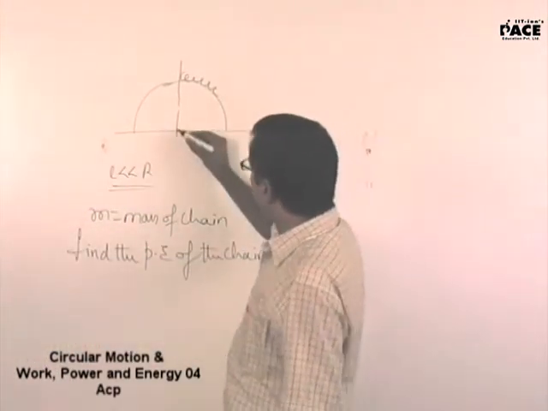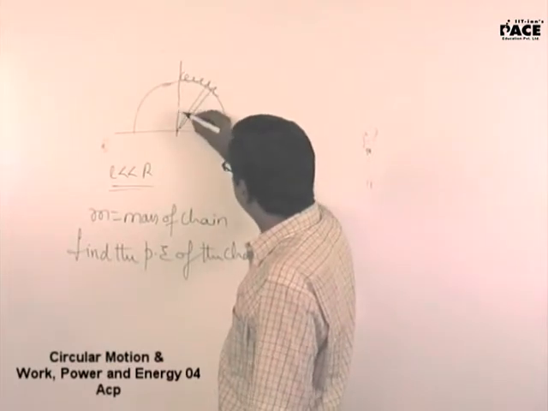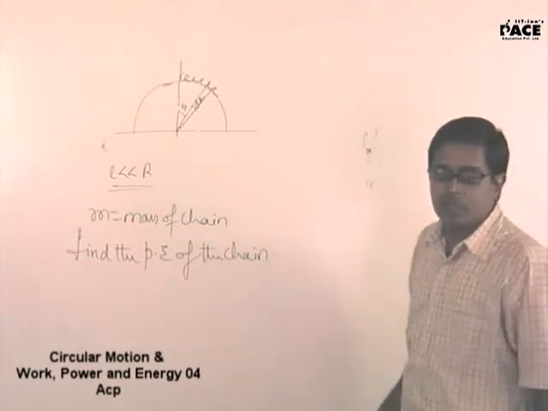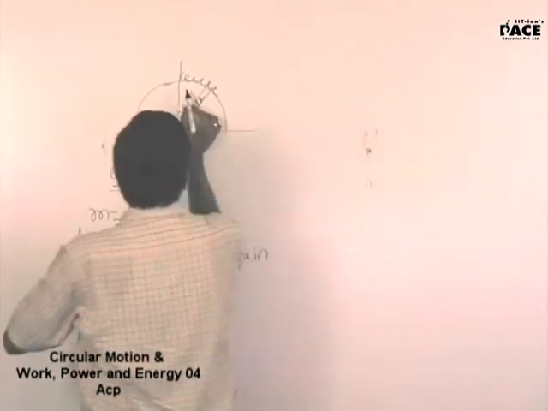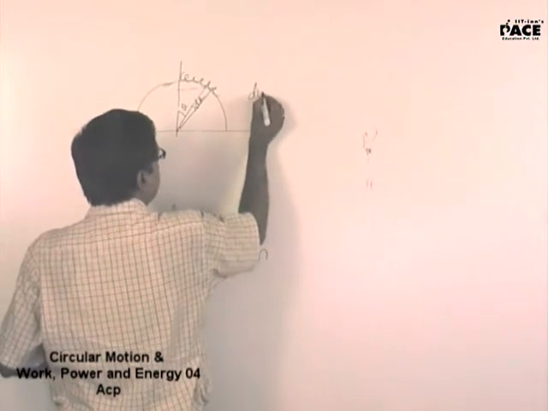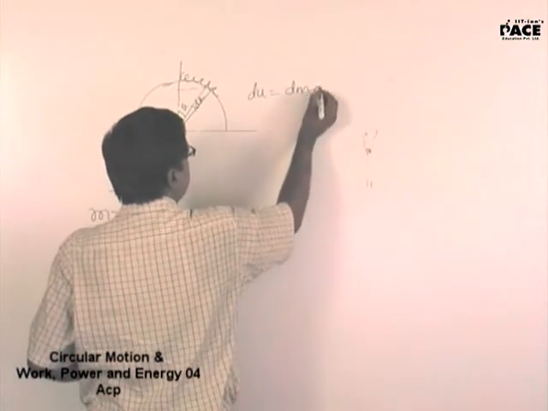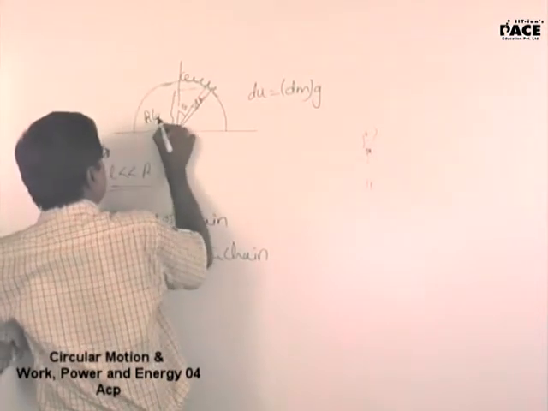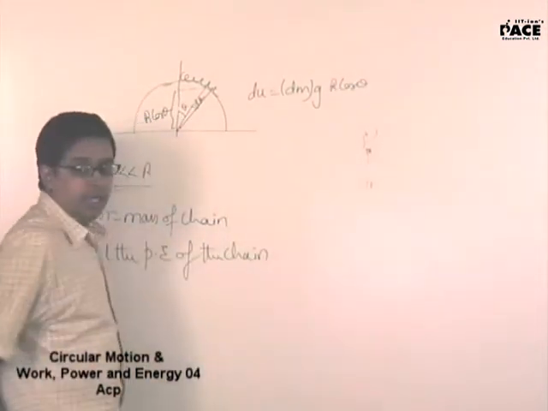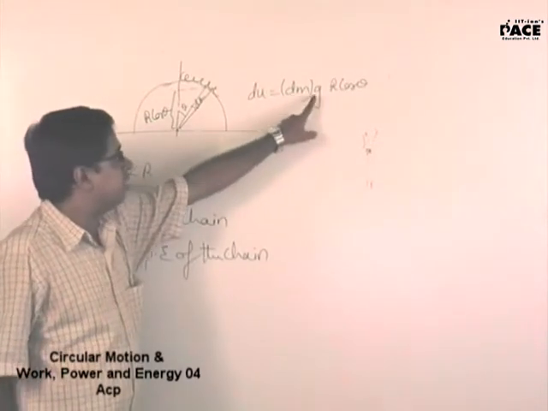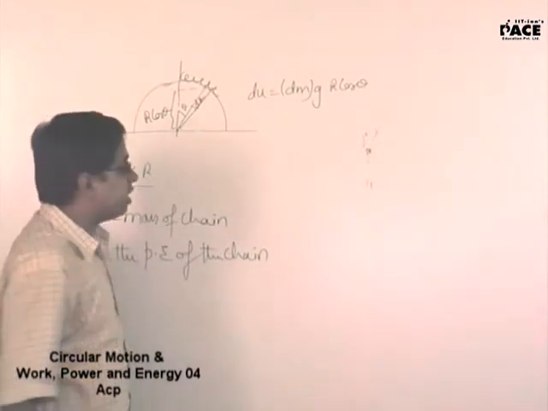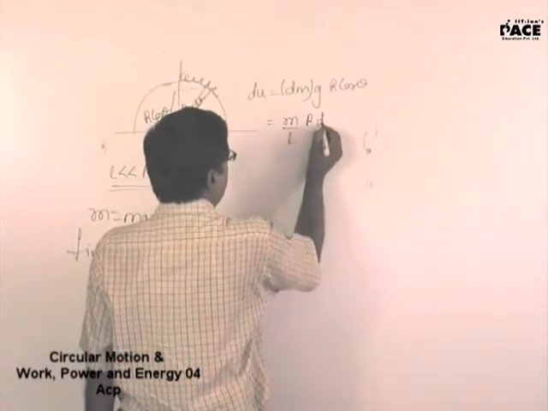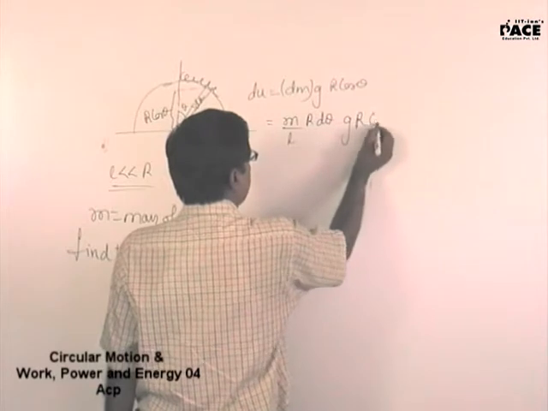Here you will consider a small element. Let this be theta, let this be d theta. The potential energy of the small element will be dU equal to dm g, and the height of this will be r cos theta. dm is the mass of the small element, and mgh is the potential energy. This is mass per unit length into r d theta into g r cos theta.